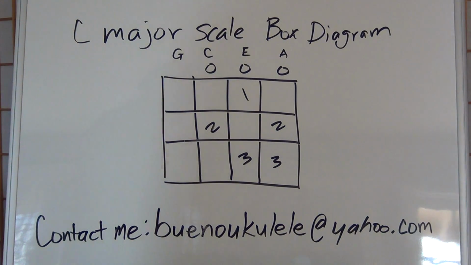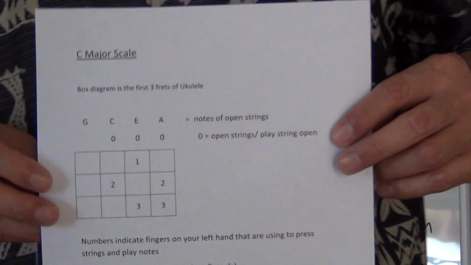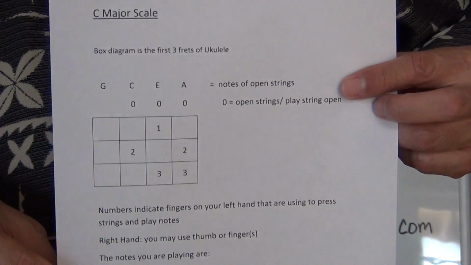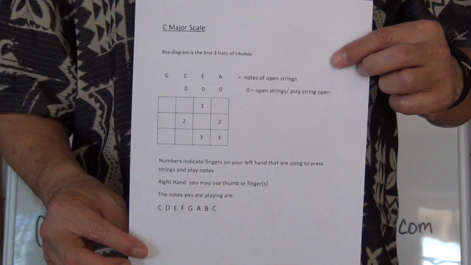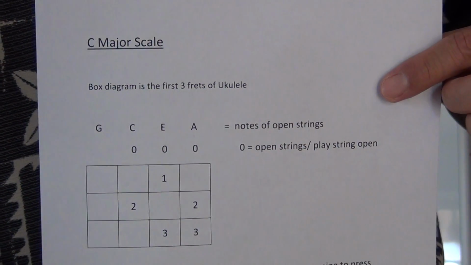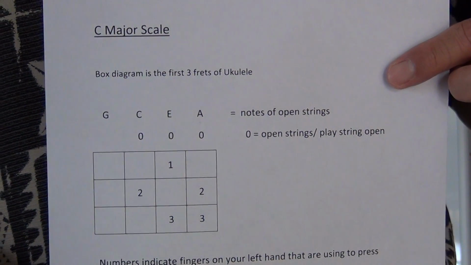Today we're going to talk about the C major scale and the C major scale box diagram. Before we get started, go ahead and get your chart that says C major scale at the top. The chart kind of looks like that. So go ahead and pause the video, get the chart, then come on back and we'll get started.